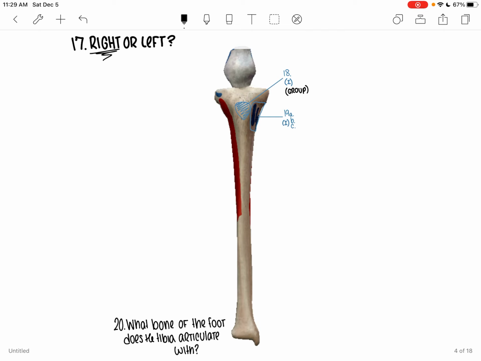All right, number 18. The group that inserts at the tibial tuberosity is going to be the quadriceps. So that's going to be the rectus femoris, vastus lateralis, vastus medialis, and vastus intermedius.